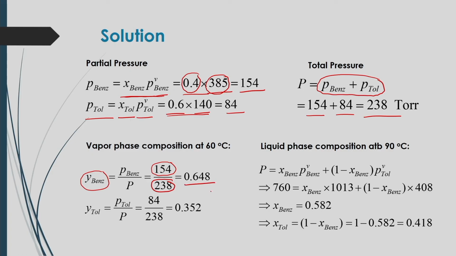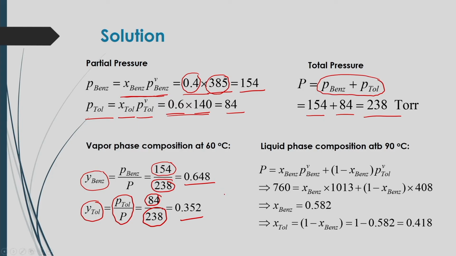In the same way we can calculate the mole fraction of toluene, which can be expressed as the ratio of the partial pressure of toluene to the total pressure of the system. So, it will be 84 divided by 238, which gives you 0.352. So, these are the mole fractions of benzene and toluene in the vapor phase.